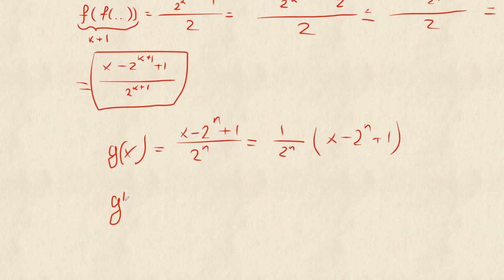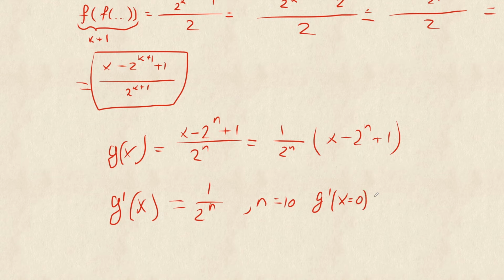And now it's easy to take the derivative, because the derivative is just the coefficient, which is 1 over 2^n. Since n is a constant, all the terms in the parentheses become just 1 when we take the derivative. So that means for n equals 10, our derivative equals 1 over 2^10, or 1 over 1024.